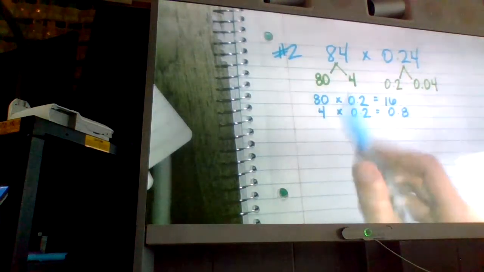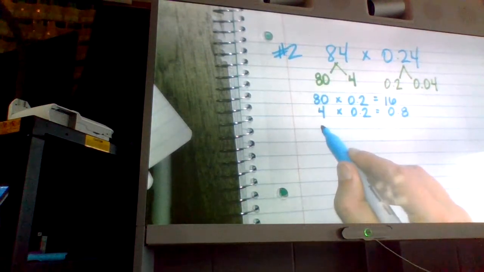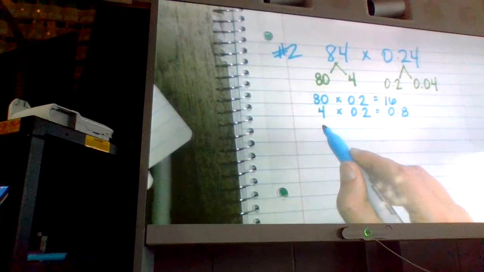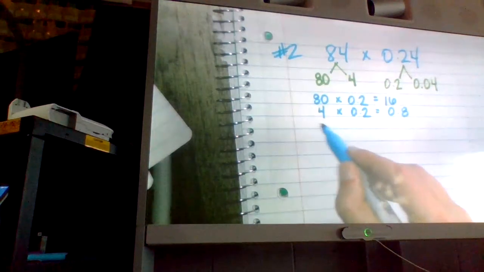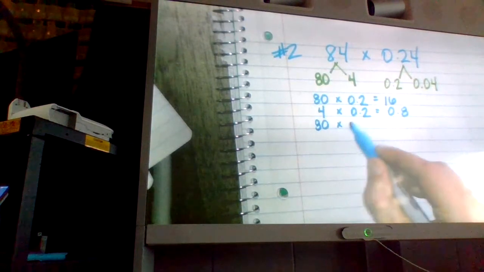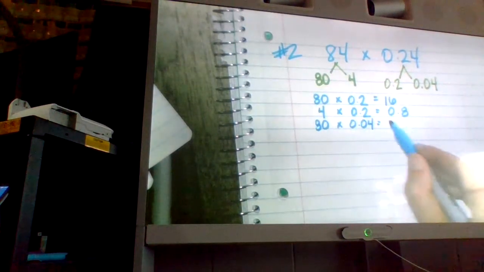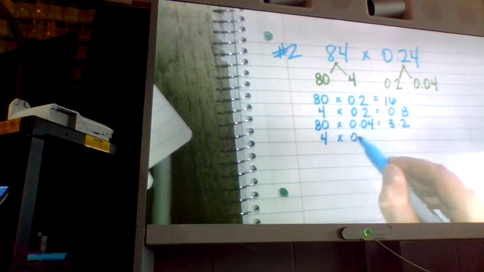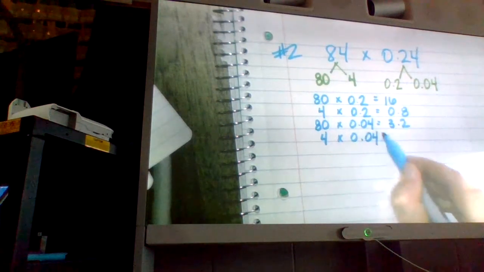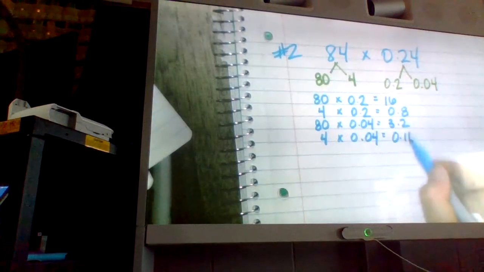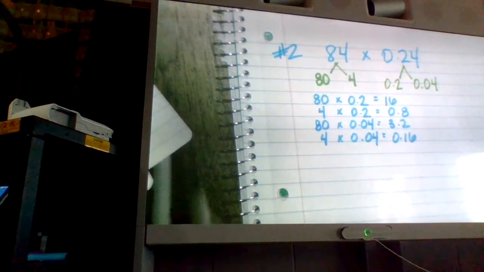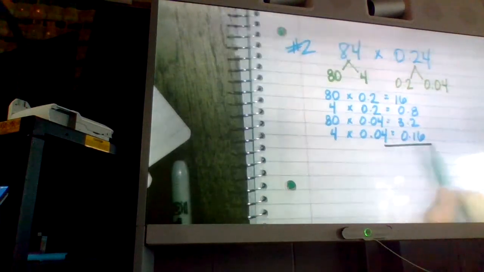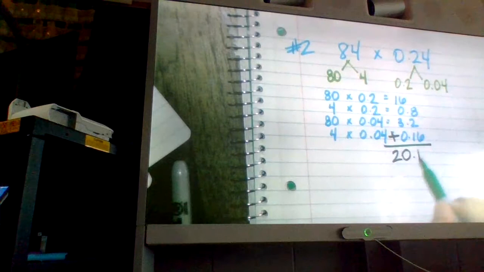Moving on, where did I leave off? 80 and 2/10, 4 and 2/10. Now 80 times 4/100 equals 3 and 2/10. And then 4 times, where did I leave off? 4 times, oh yes, sorry. Lost track. Is 16/100. So again, you'll add that together and you get 20 and 16/100.